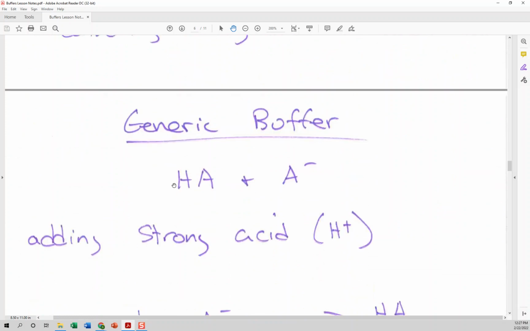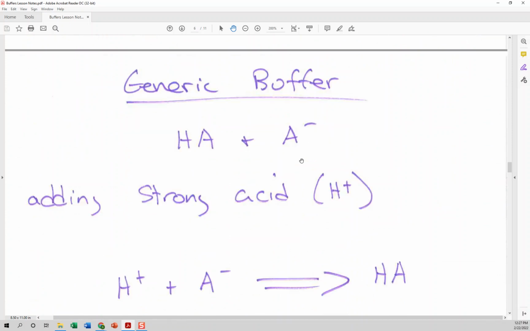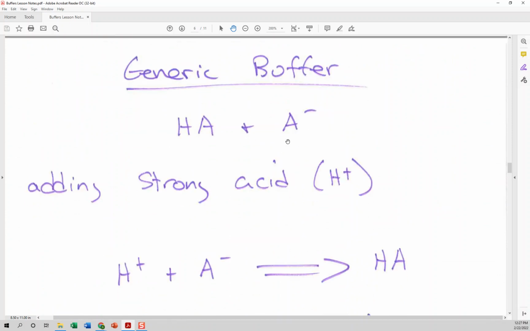All right. So a generic buffer system would be HA and A minus. We'd have to understand that this would be the acid component and that's the base component. So if this is my generic buffer system, if that's what I have in solution, and I add H plus, I know H plus will react with the base component of the buffer, A minus, and produce more HA.